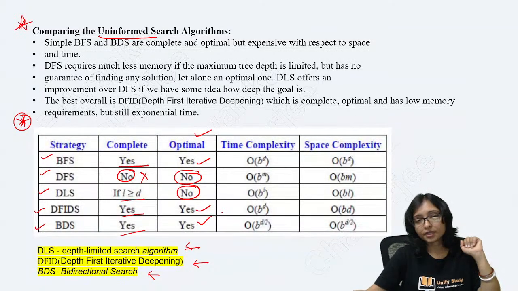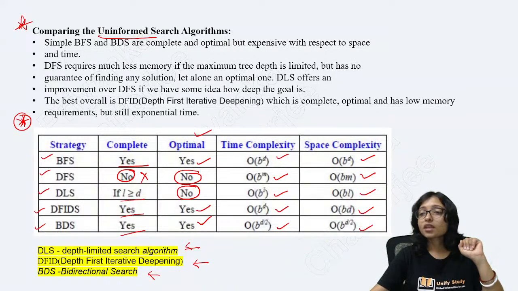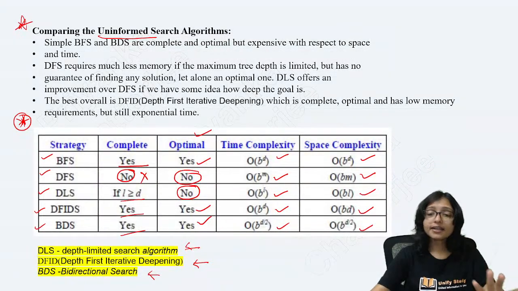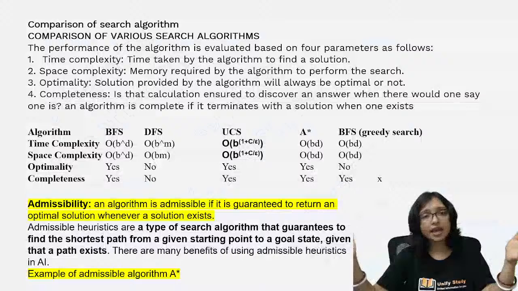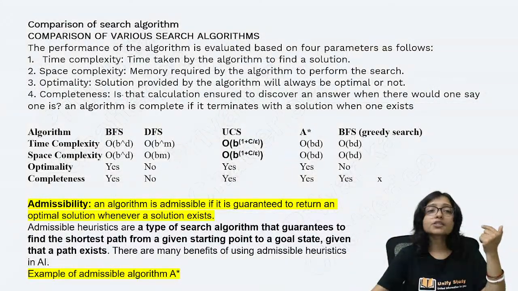DFIDS is optimal, and this is also optimal. Time complexity: order of b to the power d, order of b to the power m, order of b to the power l, order of b to the power d, order of b to the power d by 2. Space complexity: order of b to the power d, bm, bl, bd, b to the power d by 2. Okay, clear? Must write this down. Questions are coming from here. I already showed you yesterday.